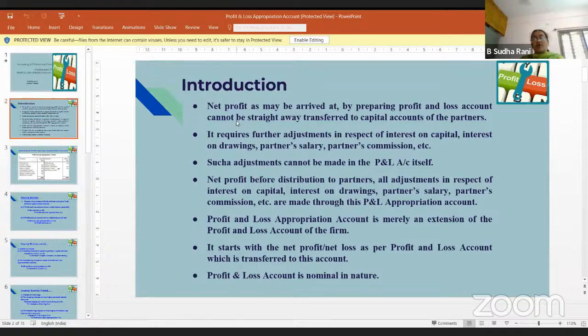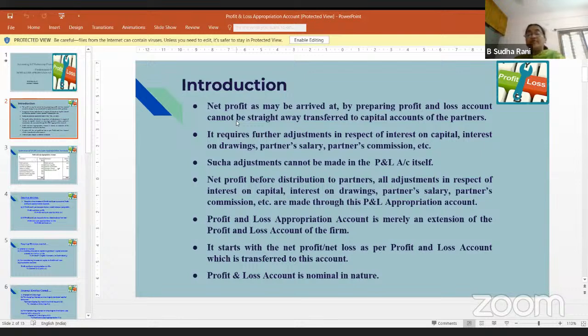After all these adjustments, the leftover profit only will be paid to the partners in the profit sharing ratio. So the profit and loss appropriation account is an extension of the profit and loss account. The profit and loss account considers the firm's indirect revenue, expenses, and revenue incomes, whereas the profit and loss appropriation account, as the name says, takes into consideration the appropriation of profit, meaning adjustments in the profit.